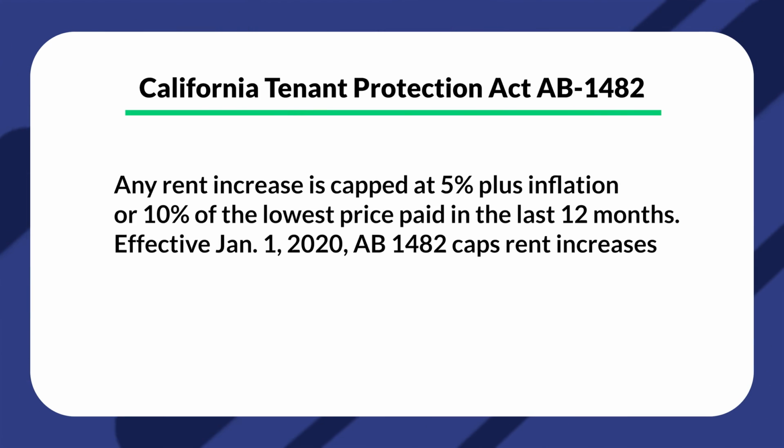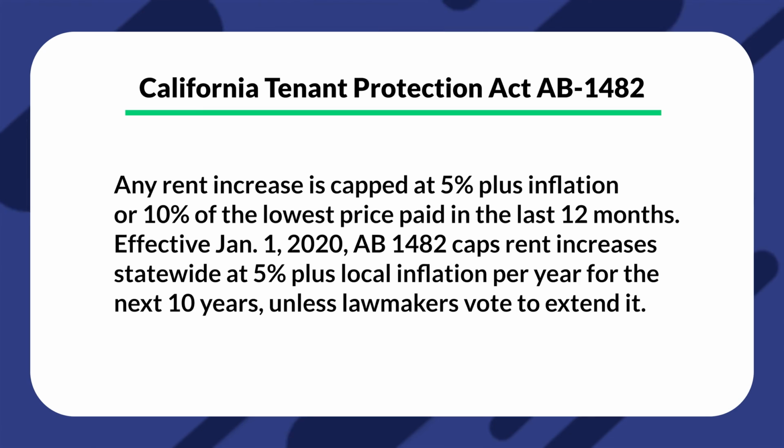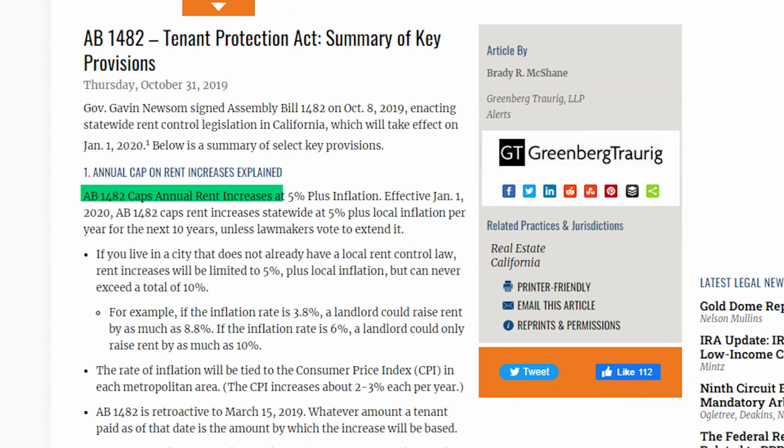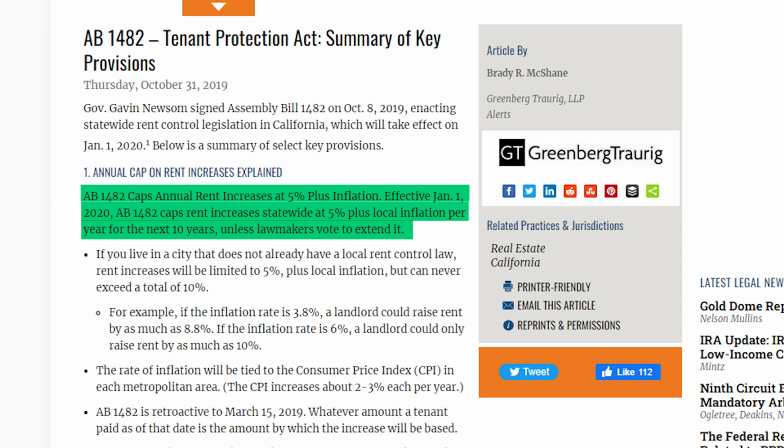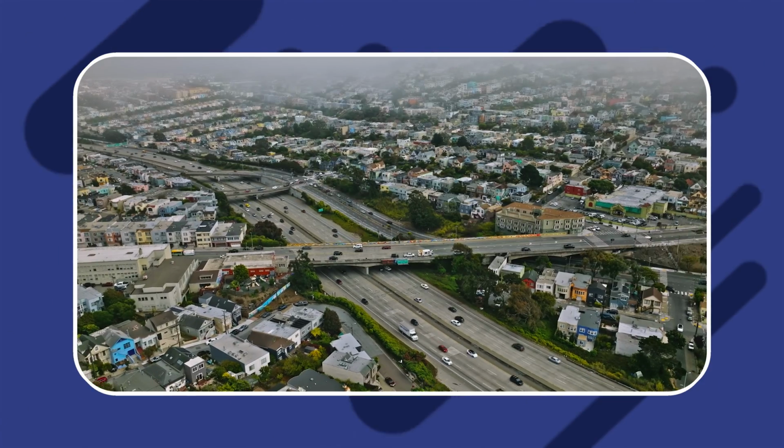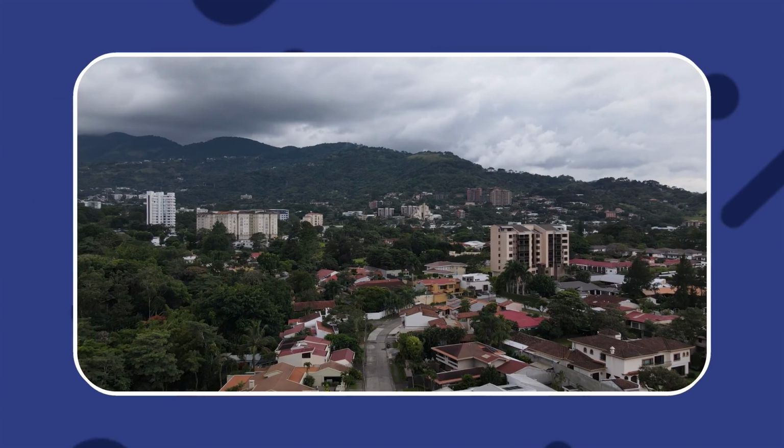According to AB-1482 from the California Tenant Protection Act, any rent increase is capped at 5% plus inflation or 10% of the lowest price paid in the previous 12 months. These laws started back in January of 2020, and it's expected to last until January 2030. And it's also worth stating that these measures don't override those in cities that already have control laws. So cities like San Francisco, Los Angeles, and San Jose, you don't have to worry about it.